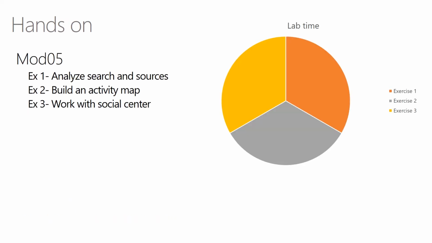For this module, we have a couple of exercises for you. Exercise 1 would be for analyzing search and sources. Then you will build an activity map, and finally you'll begin your setup with Social Center.